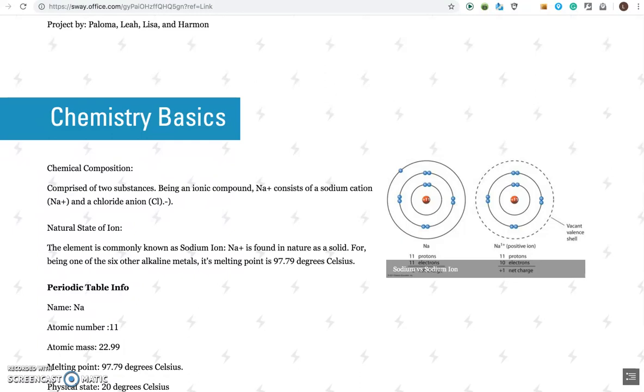Some chemistry basics. It's comprised of two substances and it's an ionic compound. It consists of sodium cation and a chloride anion. And it's commonly known as sodium ion, Na+, and it's found in nature as a solid. It is one of six other alkali metals, and its symbol is Na. Its atomic number is 11. Its atomic mass is 22.99. Its melting point is 97.79 degrees Celsius, and in its physical state, it is 20 degrees Celsius.